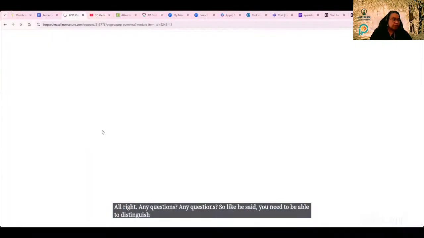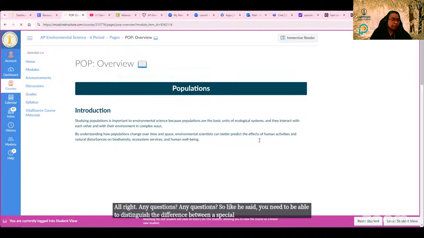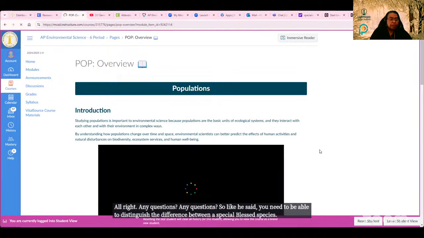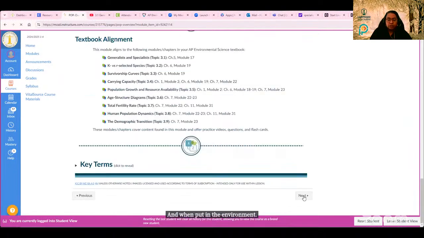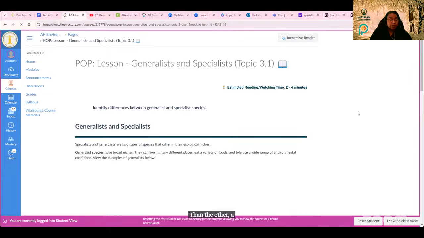All right. Any questions? So like he said, you need to be able to distinguish the difference between a specialized species and a generalist, and when put in the environment, which one is going to survive better than the other.